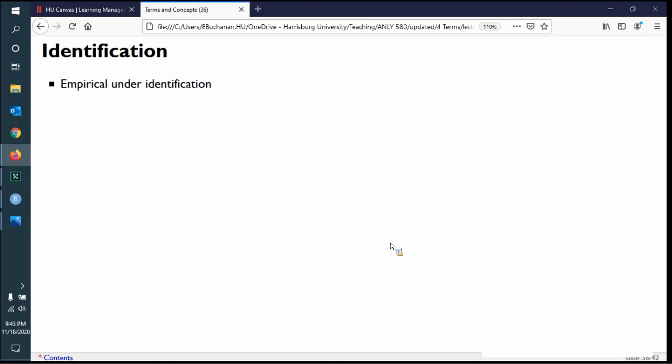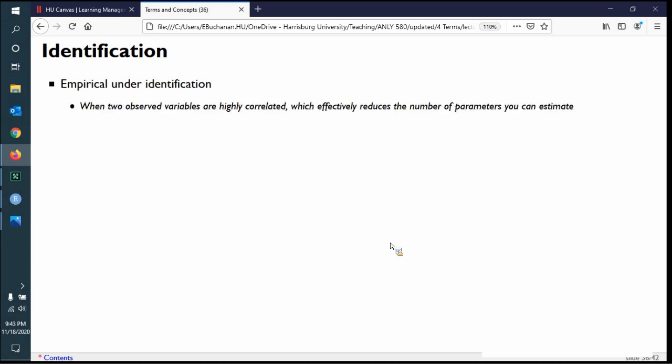Now there's also this thing called empirical under identification. And this happens more often than not. You get an error for this when you have 2 observed variables, so 2 squares that are very highly correlated. And so that correlation tends to boggle the model's brain, so to speak, and it reduces the number of parameters you can actually estimate. And you'll generally get some sort of error message when this kind of thing happens. Also, you've done data screening, right? And by too highly correlated, I mean we're talking like they're in the 0.9s range. They're really highly correlated. And the practical problem is if they're that highly correlated, why are you using both of them? Because they basically mean the same thing when that correlation gets that high. So just pick one of them, just take it out.